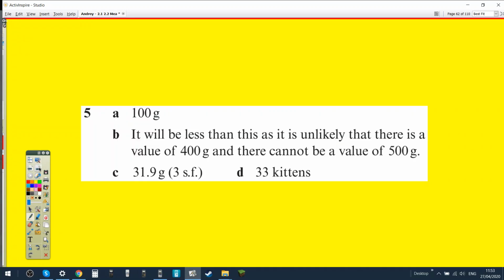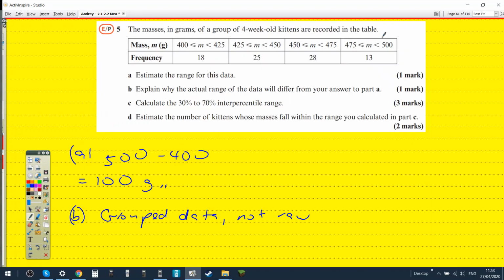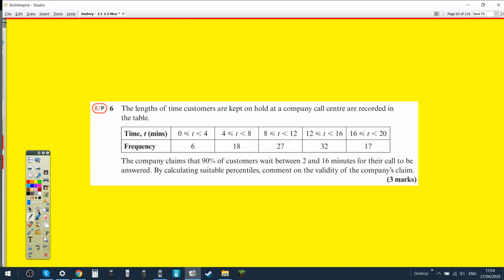And then C and D, you're good for. It will be less than this, as it is unlikely that there is a value of 400 and there cannot be a value of 500. I was thinking that as well. It goes up to 500 but doesn't include it. There you go. And 90% of customers weigh between 2 and 4. Use suitable percentiles to comment on the validity of the company's claim. Let me read this. Weight between 2 and 16. Okay, how would you start this one?